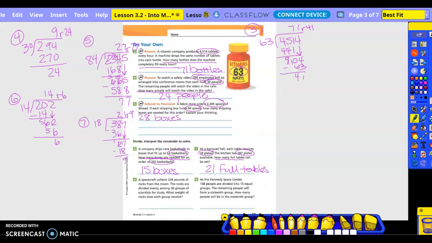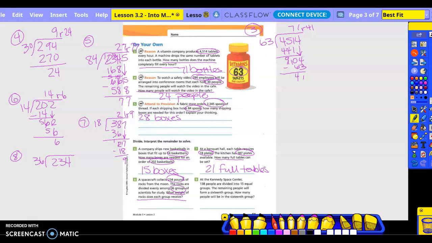Number 8, a spacecraft collects 234 pounds of rocks from the moon. The rocks are divided evenly among 36 groups of scientists for study. What weight of rocks does each group receive? So 234 pounds, 36 groups, and what weight of rocks does each one get? So what is my dividend? 234 is my dividend. It's in my house, divided by is my divisor.